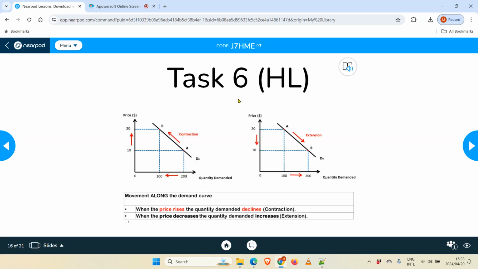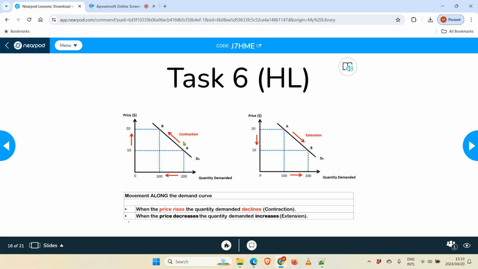So this task makes it a little bit clearer. A movement along the demand curve. When the price rises, quantity demanded decreases. Price rises, quantity demanded decreases. That's known as a contraction.